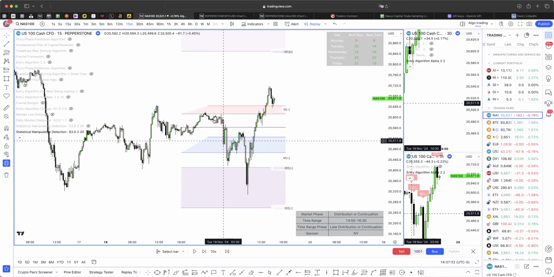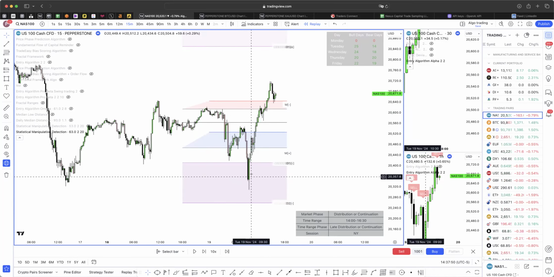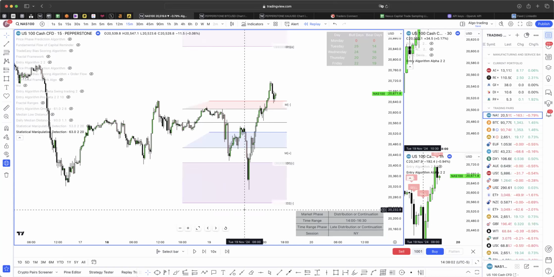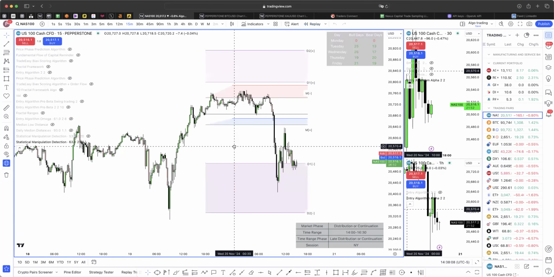Yes, manipulation, distribution, continuation, right? So it continued and then it finished. After continuation, we begin a manipulation. Done. Gone. Simple as that. It's damn easy if you get this, right?